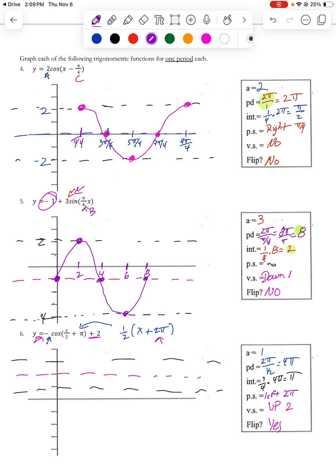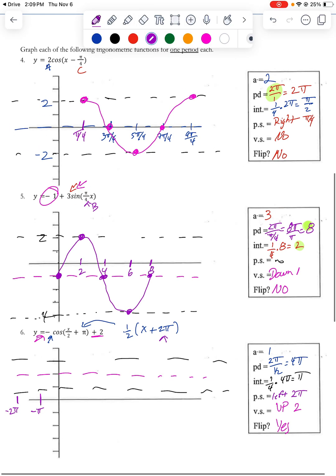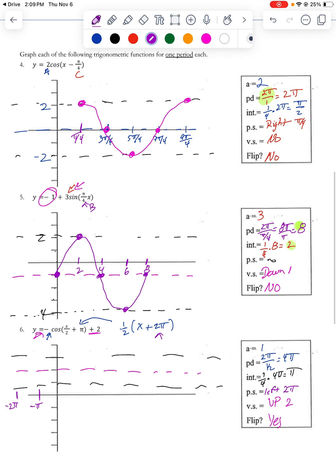I go left 2 pi, 1 pi, negative 2 pi. My interval is pi. That's why I did that 1 pi there. So I start, since this is cosine, I would normally start at the maximum, but it's a flip, so I start at the minimum. Whoops. All right. Let me make this look a little bit better. Start at the min, which is 1.